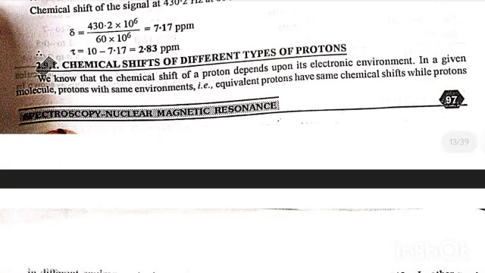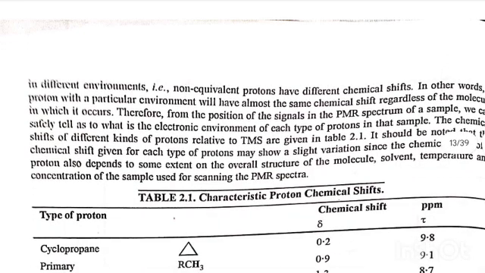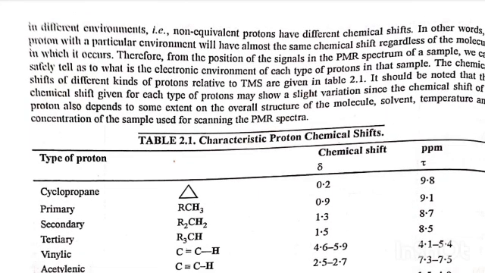Chemical shifts of different types of protons. We know that the chemical shift of a proton depends upon its electronic environment. In a given molecule, protons with the same environment, that is equivalent protons, have the same chemical shift, while protons in different environments, that is non-equivalent protons, have different chemical shifts. In other words, a proton with a particular environment will have almost the same chemical shift regardless of the molecule in which it occurs. Therefore, from the positions of the signals in a PMR spectrum of a sample, we can safely tell what the electronic environment of each type of proton in that sample is.